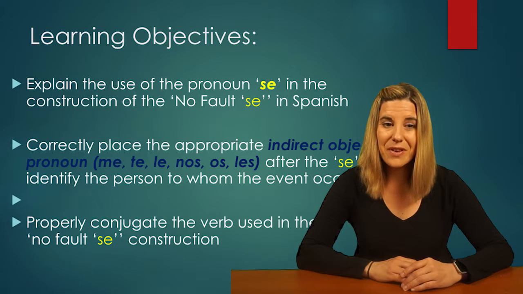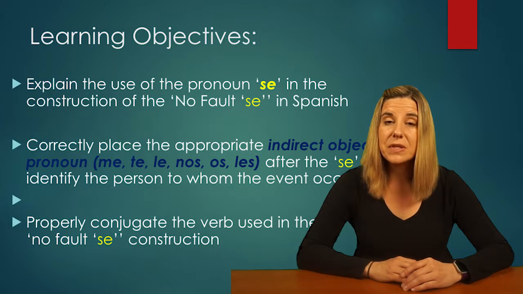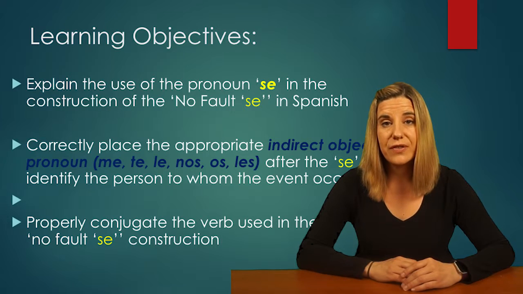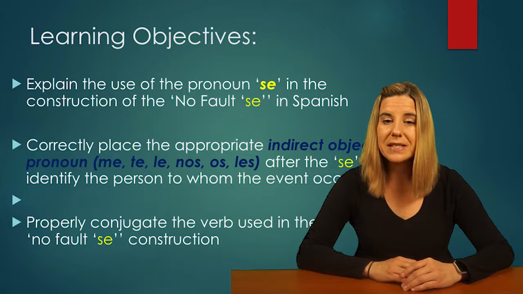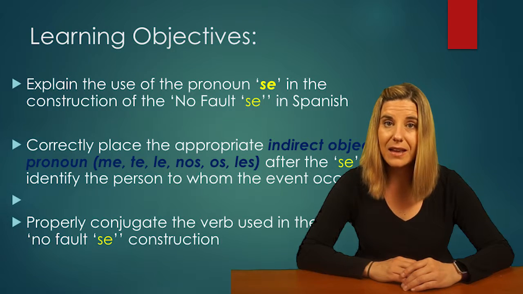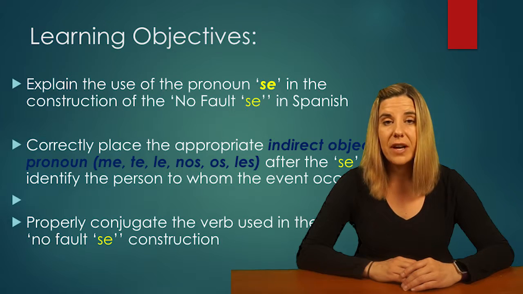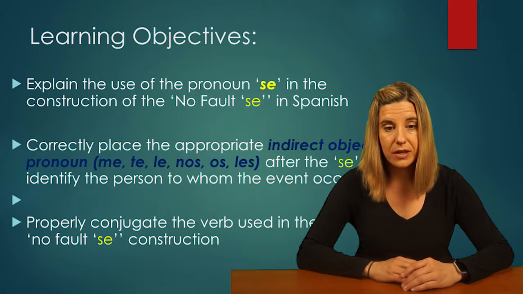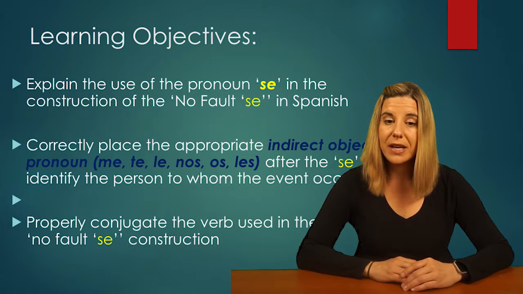Time to check yourself. Are you able to explain the use of the pronoun se in the construction of the no-fault se in Spanish? Can you correctly place the appropriate indirect object pronoun, me, te, le, nos, os, or les, after the se to identify the person to whom the event occurred? And finally, can you properly conjugate the verb used in the no-fault se construction?